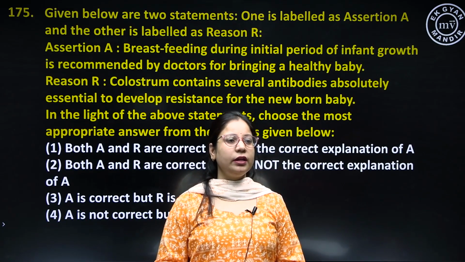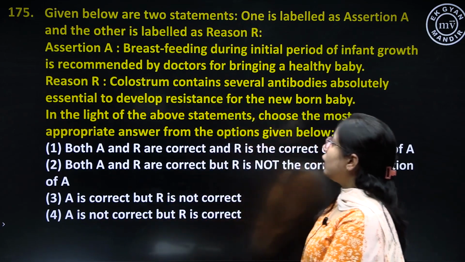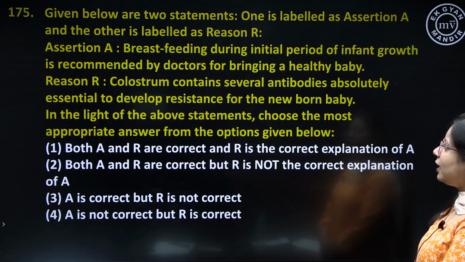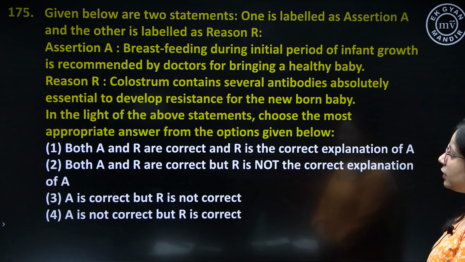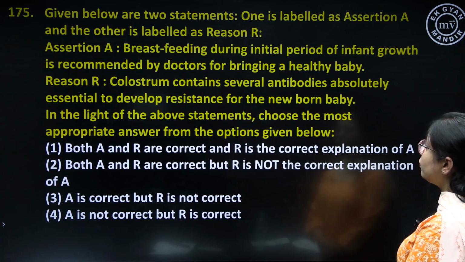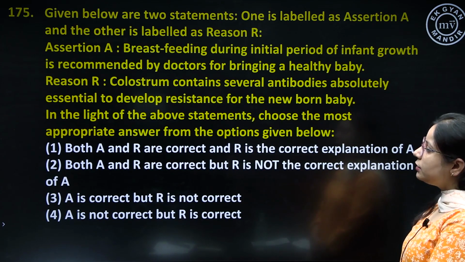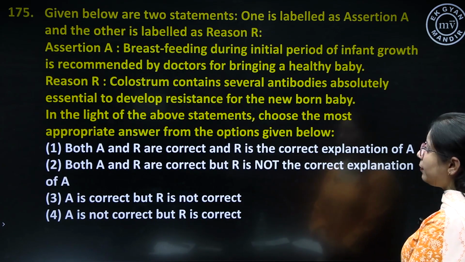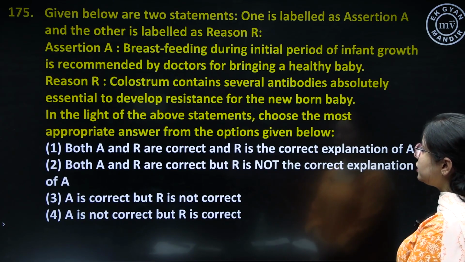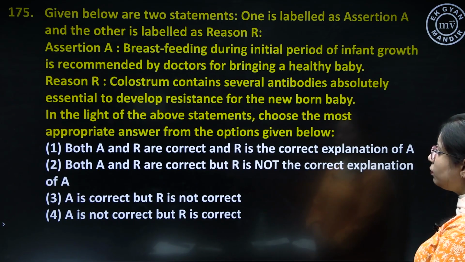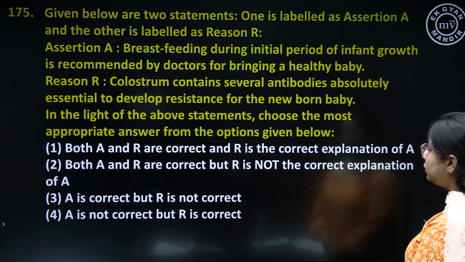Question number 175, given below are two statements, one is labelled as assertion A and other is labelled as reason R. So here the assertion says breastfeeding during initial period of infant growth is recommended by doctors for bringing a healthy baby. And the reason for this statement is colostrum contains several antibodies absolutely essential to develop resistance for the newborn baby. In the light of the above statement, choose the most appropriate answer from the options given below.